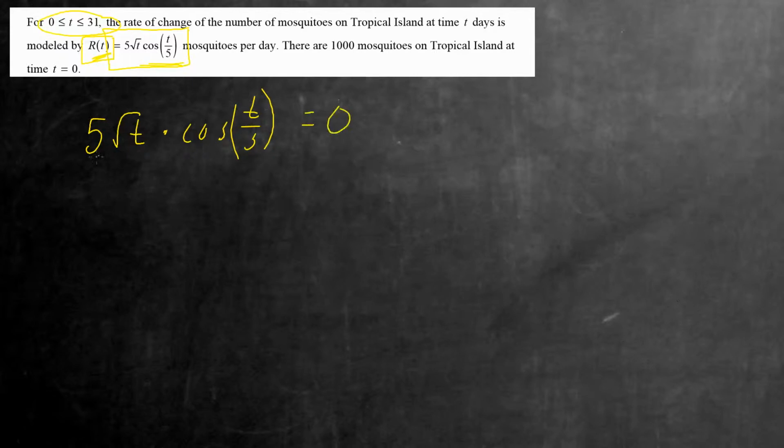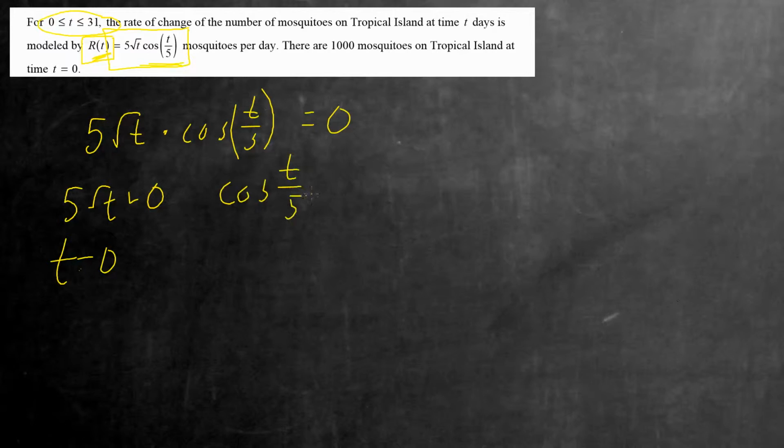When we set that equal to 0, either 5 root t equals 0, so t equals 0, or cosine of t over 5 equals 0. Cosine equals 0 at pi over 2, so t over 5 equals pi over 2. I multiply the 5 over, so t equals 5 pi over 2 is the only extrema of the whole interval. So now I'll just test.